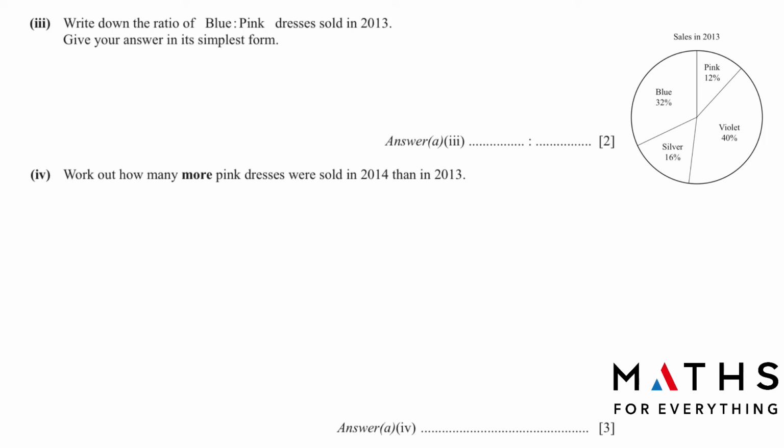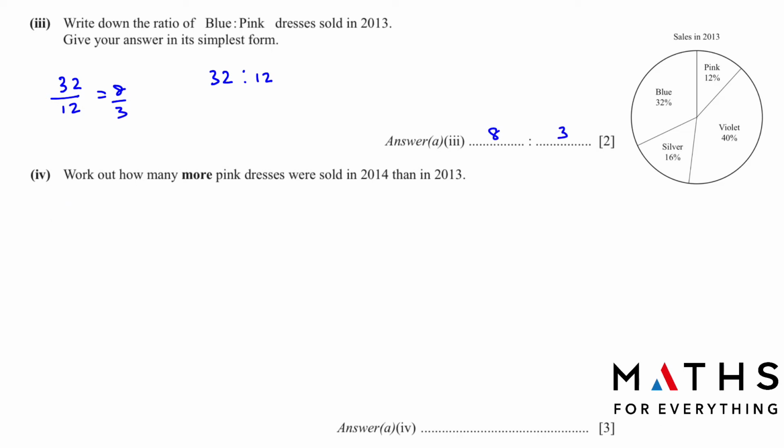In part 3, we have to write down the ratio of blue and pink dresses sold in 2013. Give your answer in its simplest form. So blue is 32% and pink is 12%. Both you can divide by 4, or what you can do in the calculator, write the fraction 32/12, and you will get 8/3, so you can write 8/3.